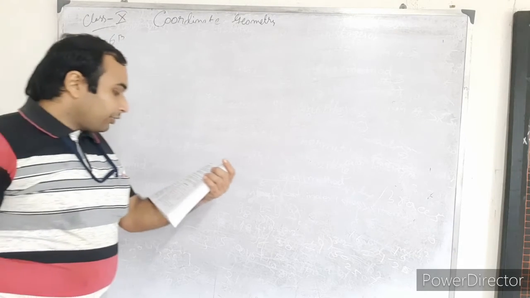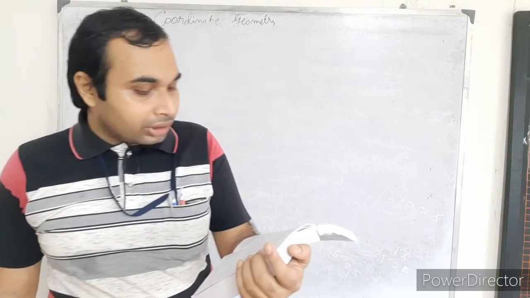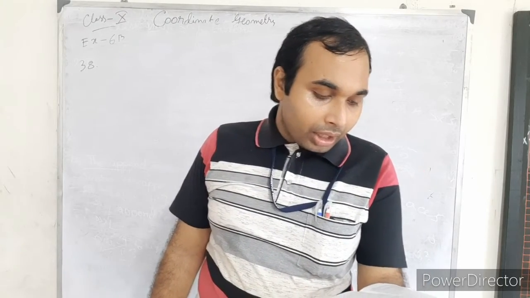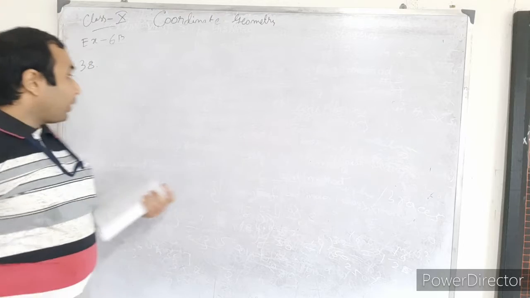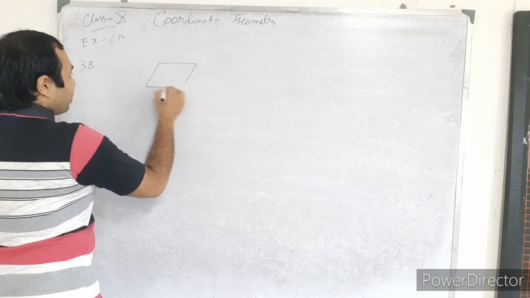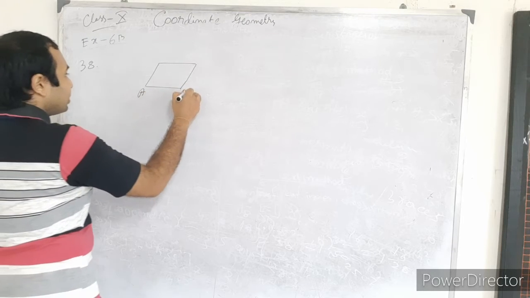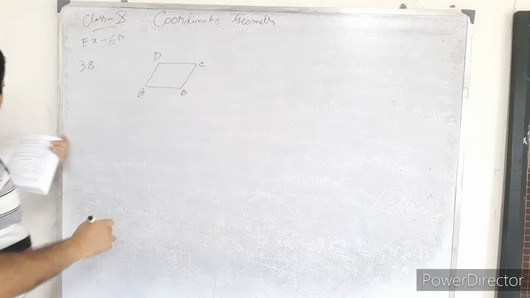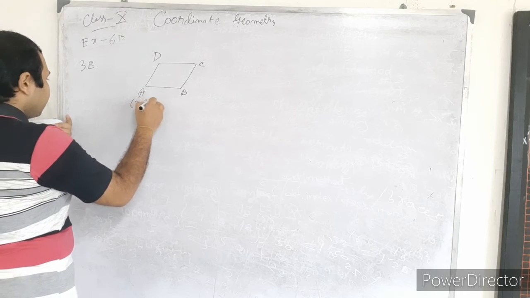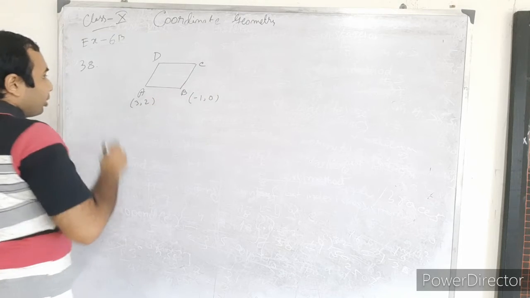If two adjacent vertices of a parallelogram are (3, 2) and (-1, 0) and the diagonals intersect at (2, -5), then find the coordinates of the other two vertices. So first of all we have to draw one parallelogram. This is one parallelogram. I am naming this ABCD. Two adjacent vertices: we can take this as (3, 2) and this as (-1, 0).